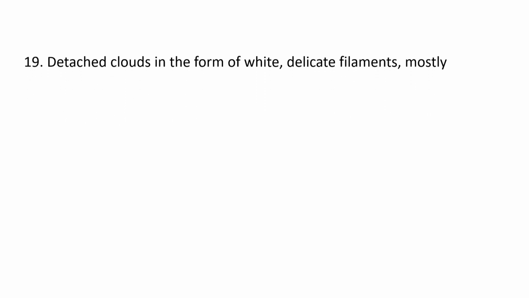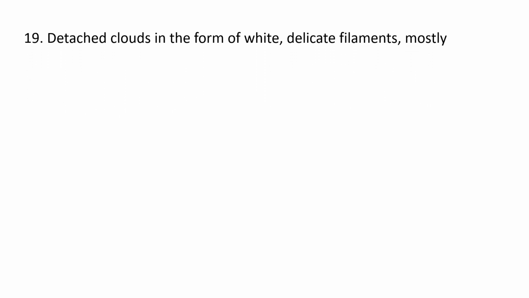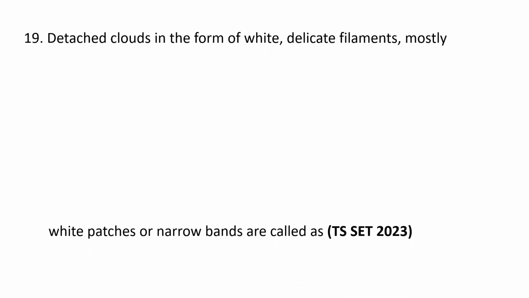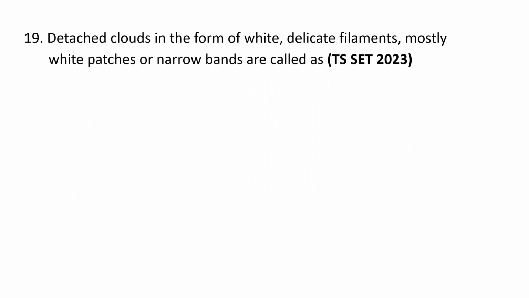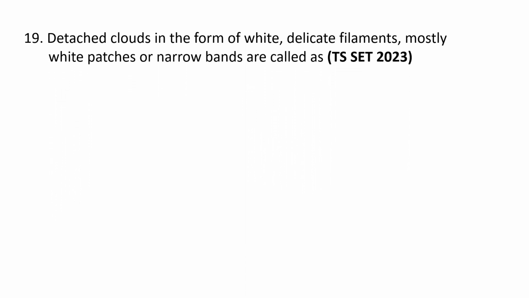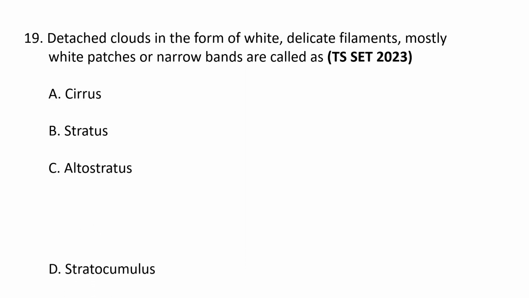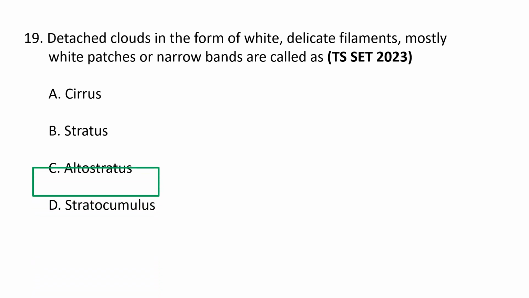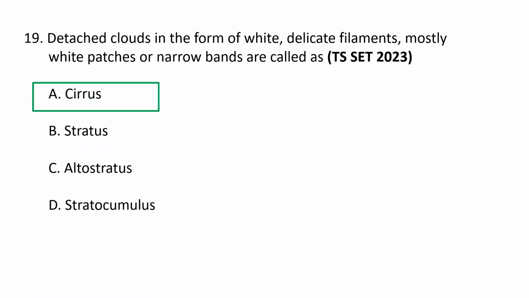Detached clouds in the form of white delicate filaments, mostly white patches or narrow bands, are called as: A. Cirrus, B. Stratus, C. Altostratus, D. Stratocumulus.